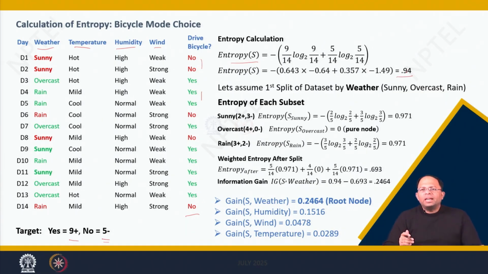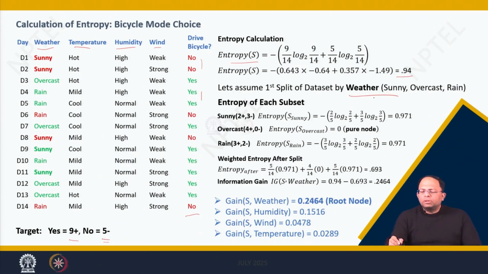Now that we know that this is the overall entropy, I have to choose where I should start asking questions. Which feature is more important? Which feature should I start with? So I have got features like weather, temperature, humidity, and wind, and these are the four features. So let us take the first one, that is weather.